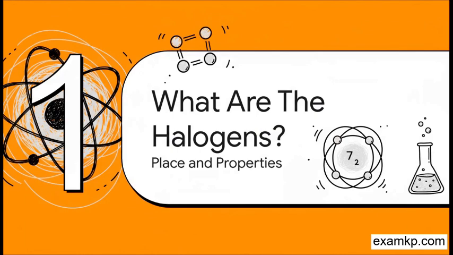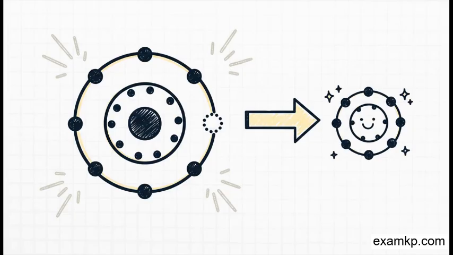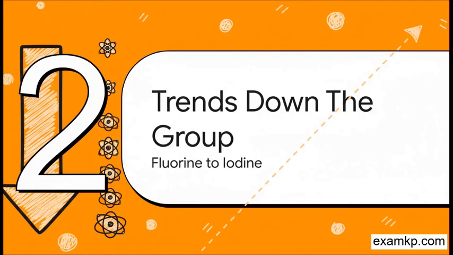Right, here is the secret to everything about the halogens. It's all about their electrons. Every single halogen has 7 valence electrons. That's 7 electrons in its outermost shell. This means they're just 1 electron away from having a stable, full octet. And this powerful desire to just grab that one last electron is what makes them so incredibly reactive and highly electronegative.